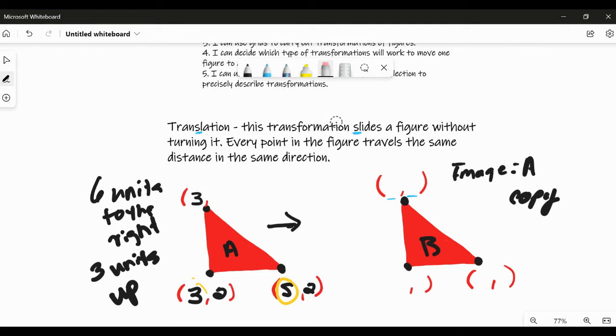Well, let's just say that I have my points at 3, 5, 3, 2, and 5, 2. All right. Now, in this situation, we want to, let's say, translate this image 6 units to the right and 3 units up. All right. Well, when we are on a coordinate plane or a grid, we have units, don't we?